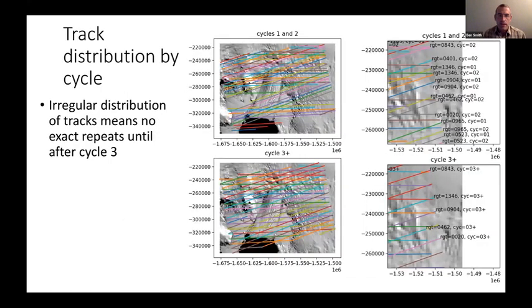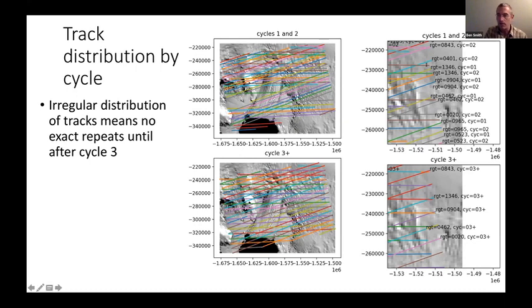If we look at the track distribution by cycle, cycles 1 and 2 were measured not on the repeat tracks. You can see that those are messy. They don't repeat in a consistent pattern. When we get beyond cycle 3, we get this regular assortment of tracks. So I'm just plotting the nadir tracks here. But you can see that those become regular.